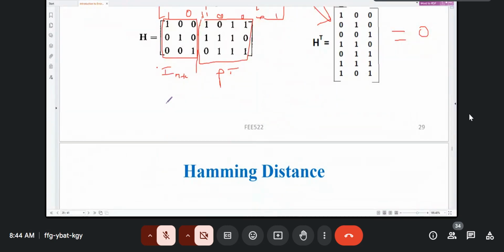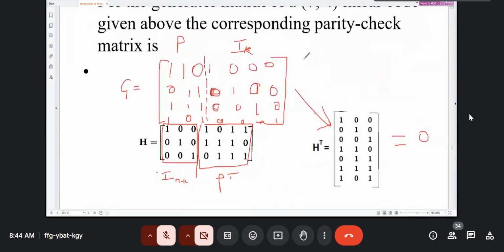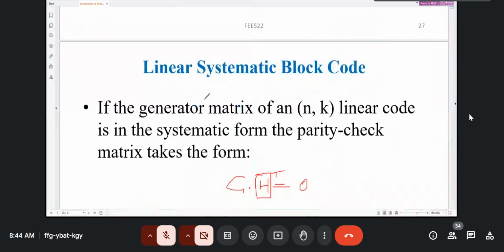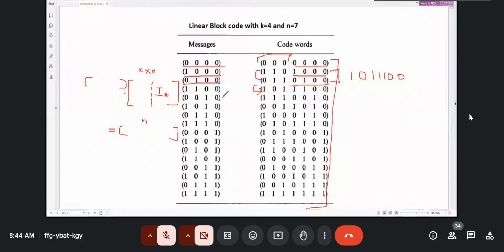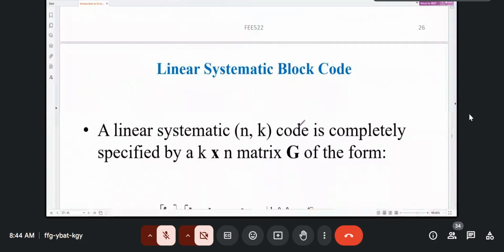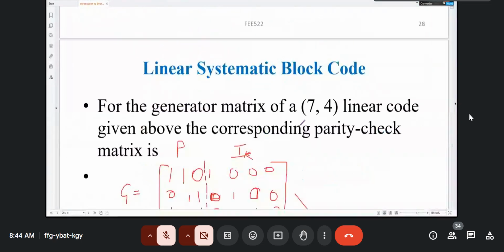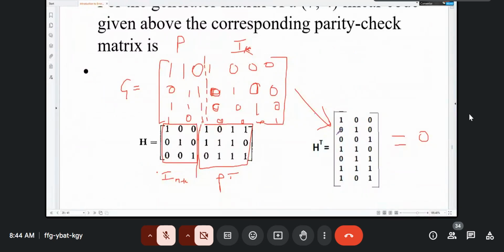Any of this code word with the error checking matrix. I said if you do the generator matrix with this, you get 0. But if you multiply any code word among these with H transpose, you get 0.